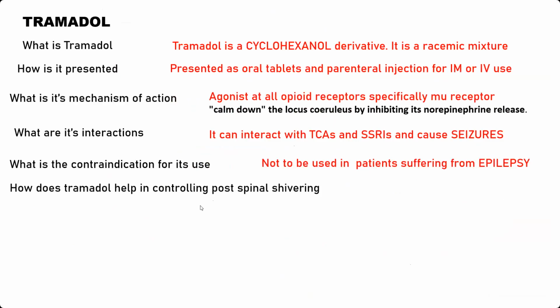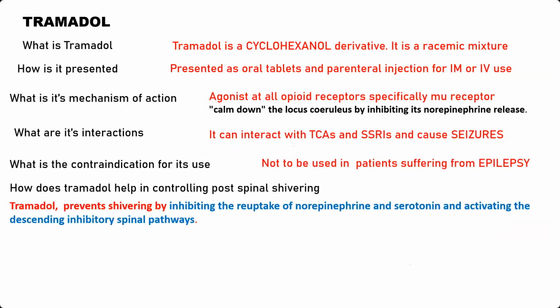How does tramadol help in controlling postspinal shivering? It's one of the common drugs used for preventing postspinal shivering. Which receptor activity causes this? It prevents shivering by inhibiting the reuptake of norepinephrine and serotonin and activating the descending inhibitory spinal pathways. So these are the mechanisms by which it controls the spinal shivering.